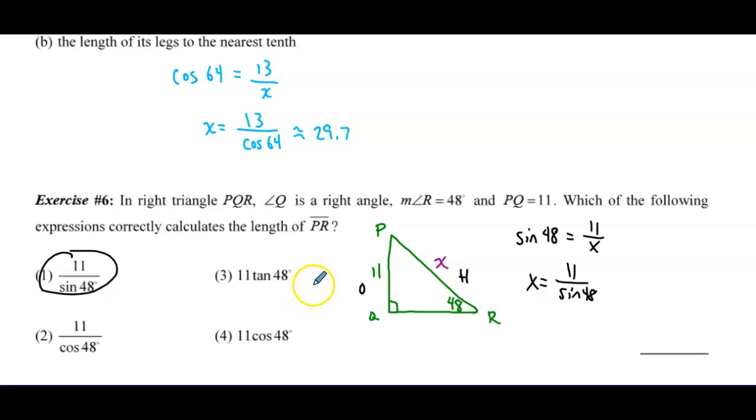Okay, so as you're drawing your own diagrams, just try to make them accurate. Try to make sure that they're labeled correctly. And then still go through this process of the O, the A, and the H, because that's going to tell you which trig ratio to use, and you're never going to get it wrong.